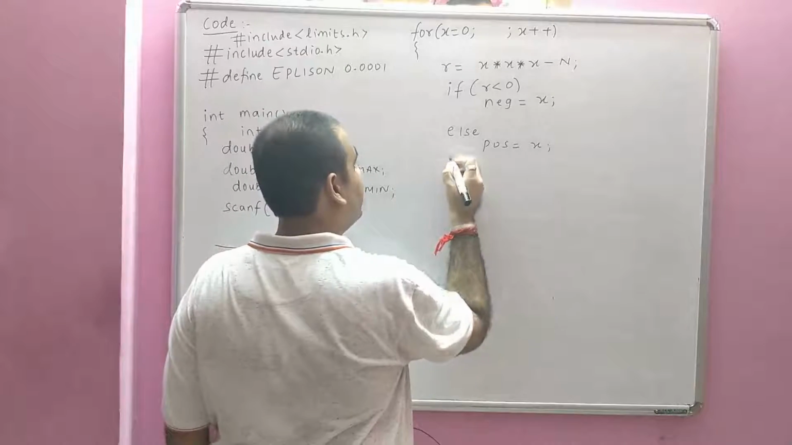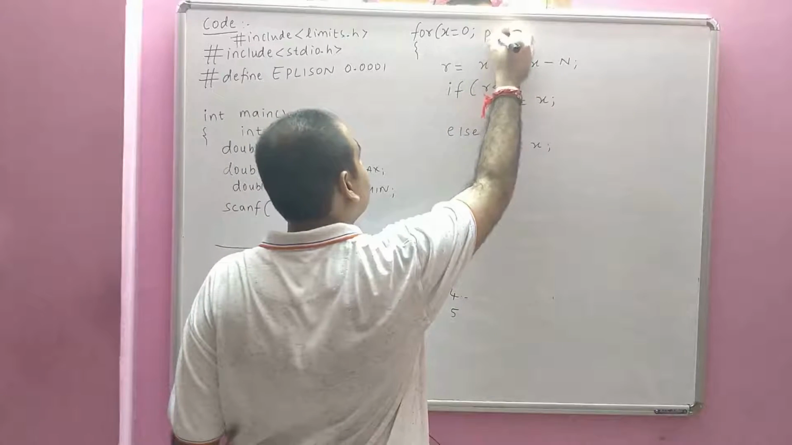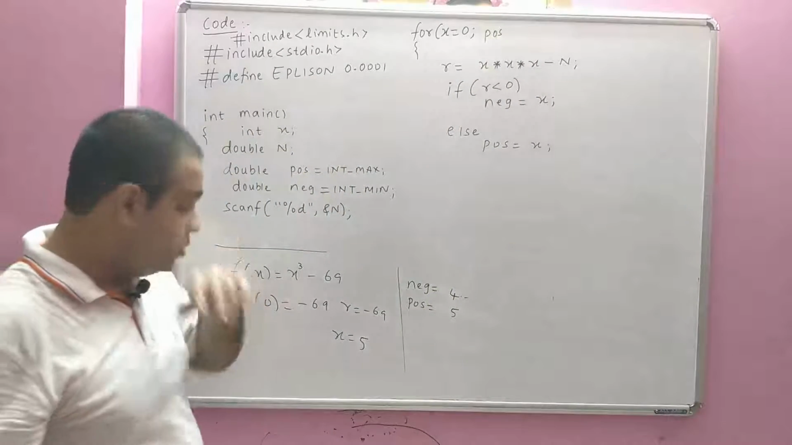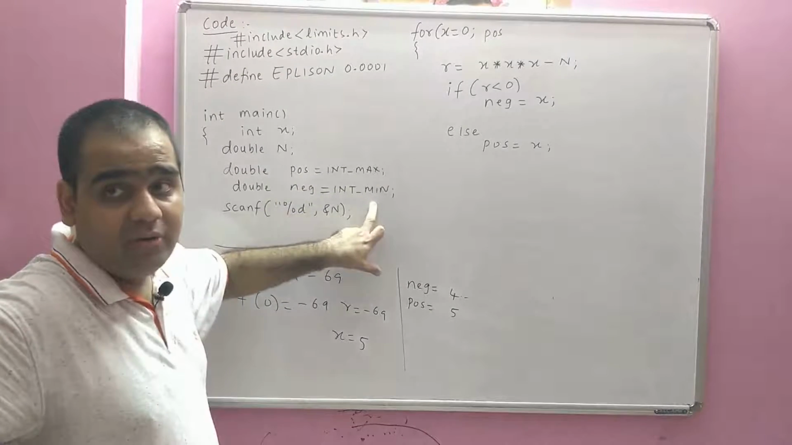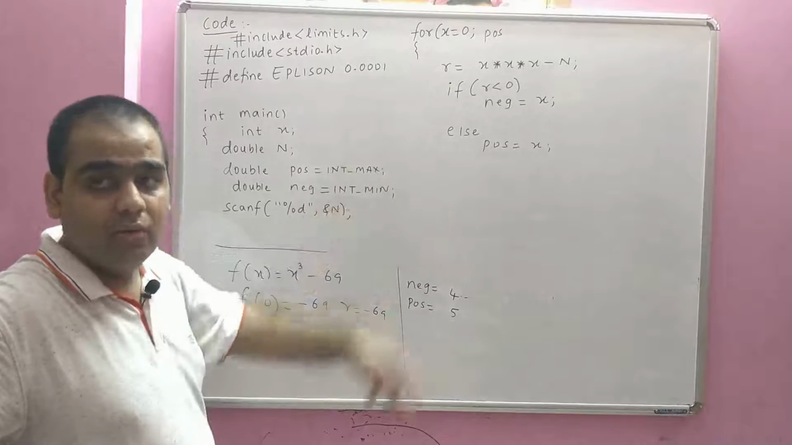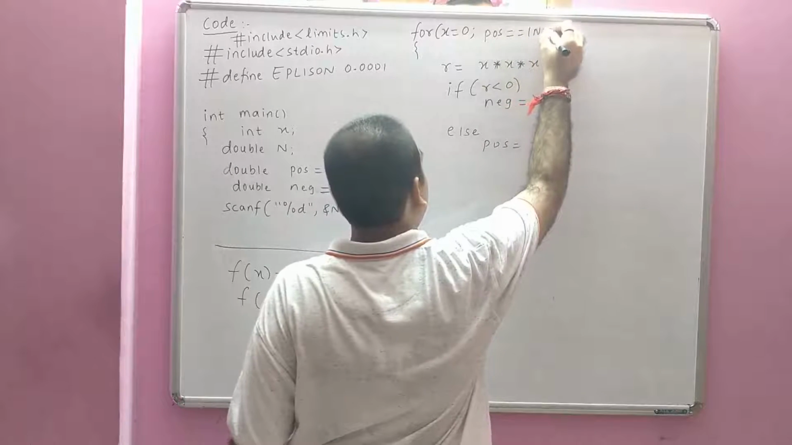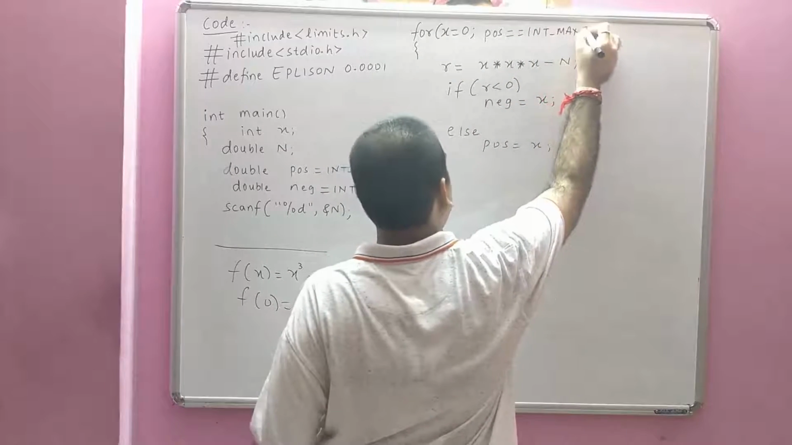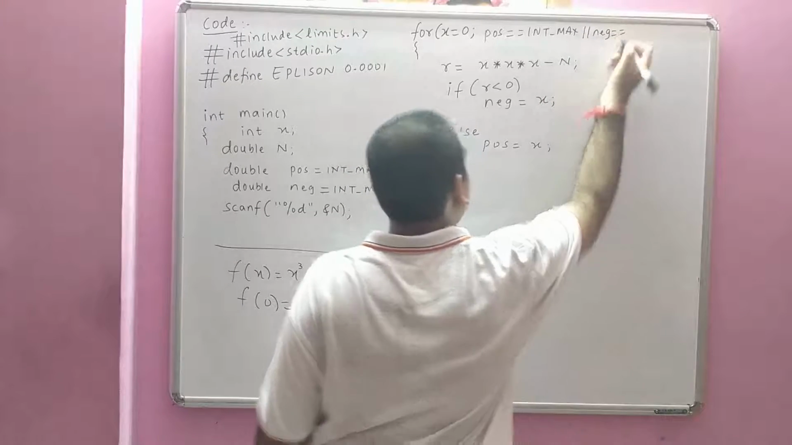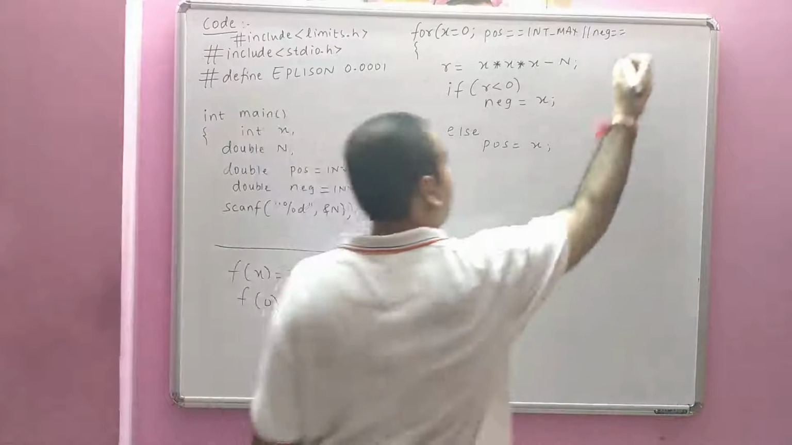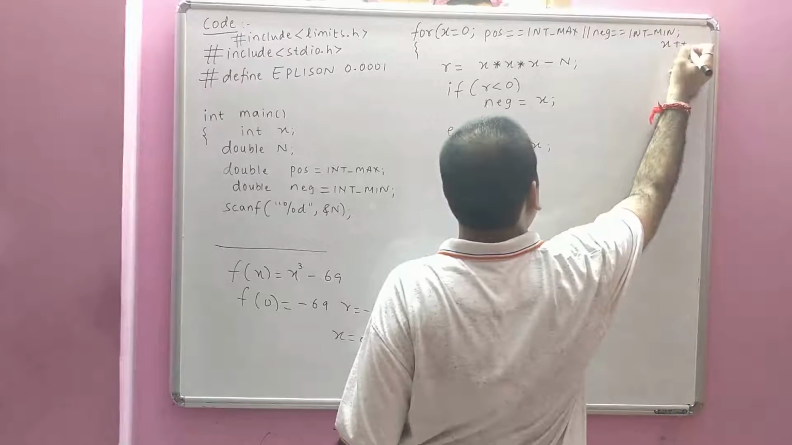Hence, what we write over here, what should be the condition? Condition is positive. Why? How long you should continue? Till the value of positive equal to int max and the value of negative is equal to int min, you need to continue the procedure. Hence we say, while positive is equal int max, now int max is a macro, or negative equal int min, we need to continue the procedure by saying x plus plus.